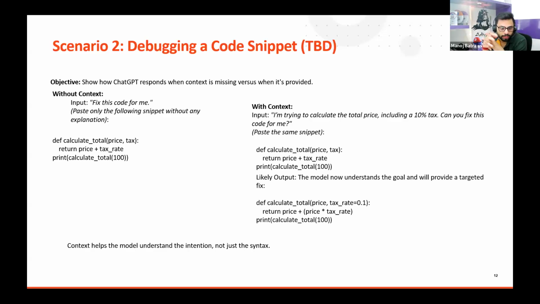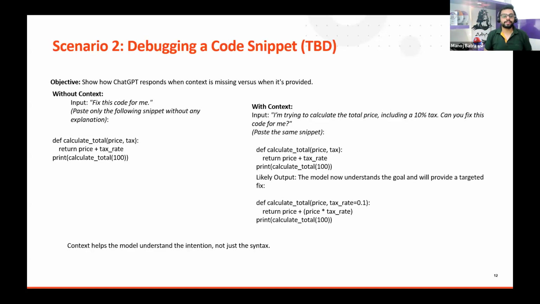So you can see that it has again created the same snippet, but for the tax rate by default it has applied 0.1, which is 10%, and now the code on the right hand side is more mature than the code on the left hand side because now I have passed the context here, right?